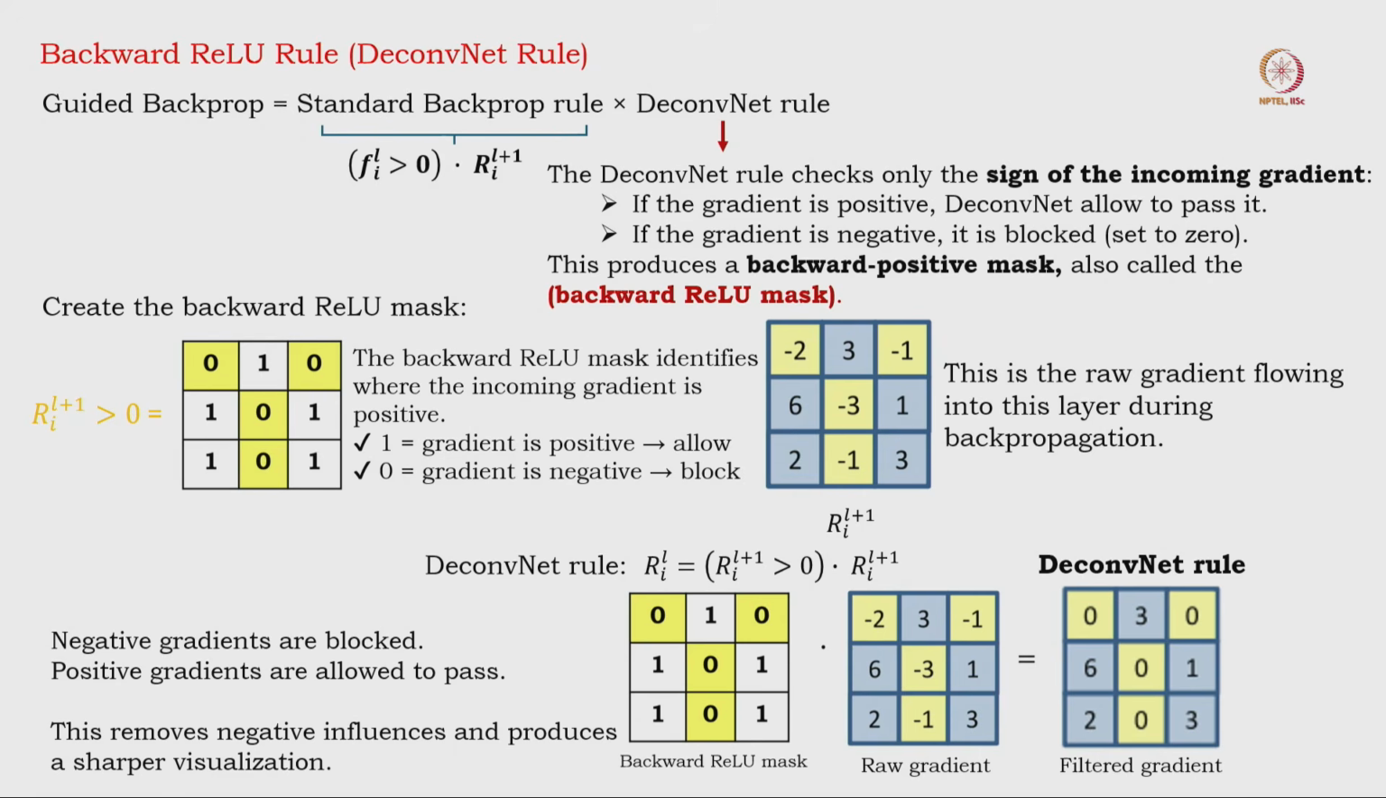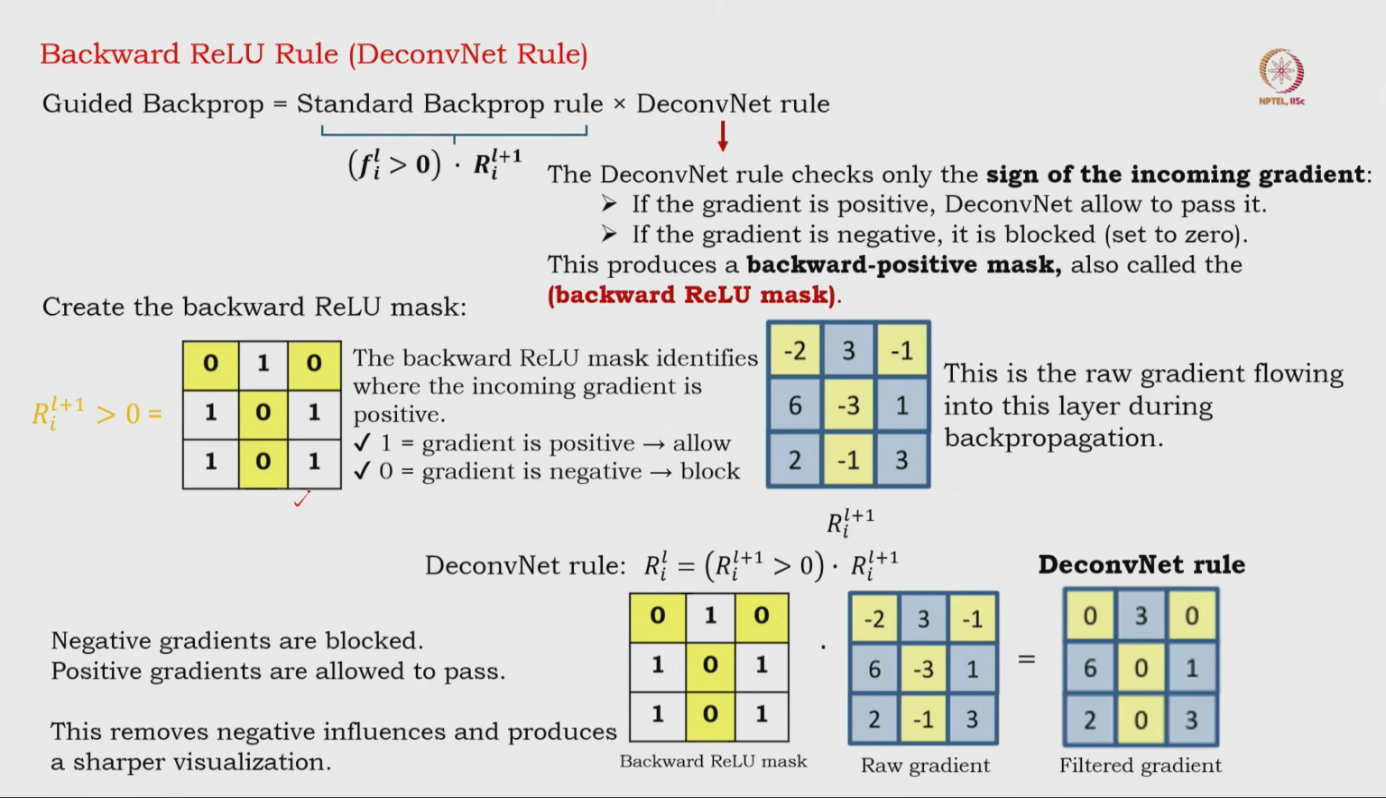So, what we have calculated so far: we have seen the standard backpropagation rule in the previous slide. In this particular slide, we have a gradient, and on this gradient we are now computing the backward ReLU mask. What is a backward ReLU mask? Wherever the gradients are negative, don't allow, so make it 0. Wherever the gradients are positive, only allow those. Therefore, we have obtained this.